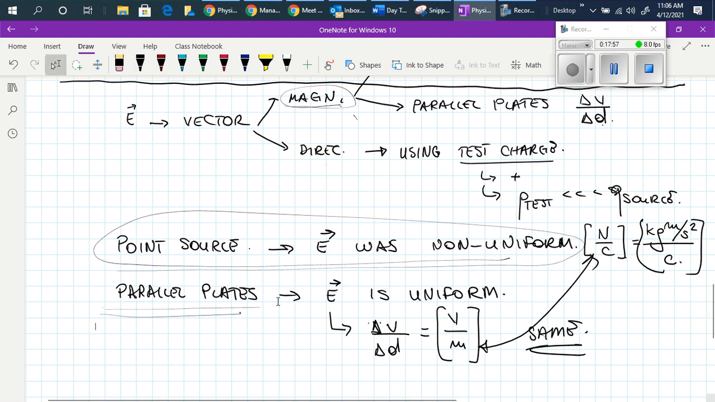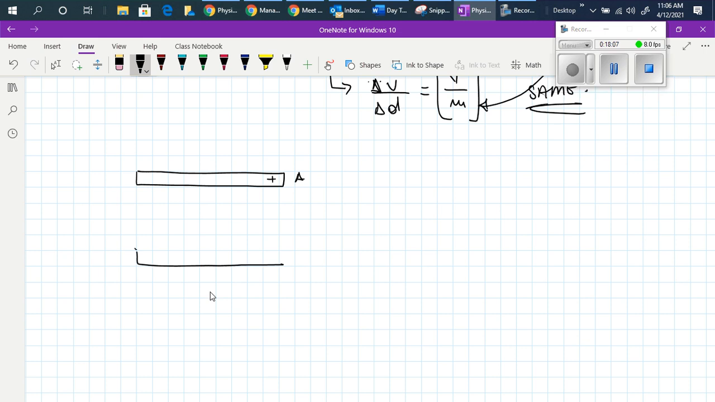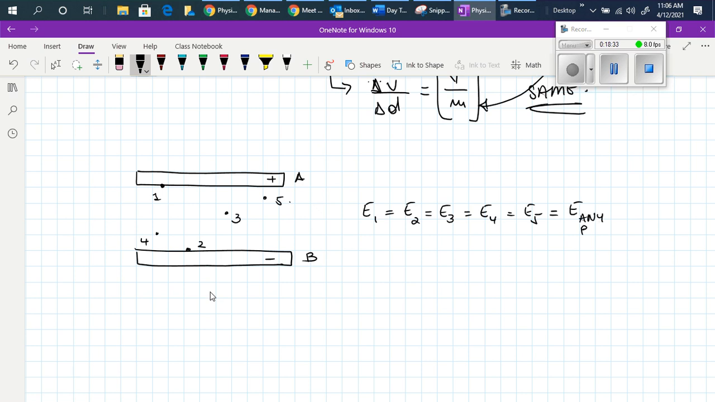That means that at any point between the two parallel plates, point 1, point 2, point 3, point 4, point 5, at any point, E1 is equal to E2 equals E3 equals E5 equals any point, equals delta V over delta d. Okay.